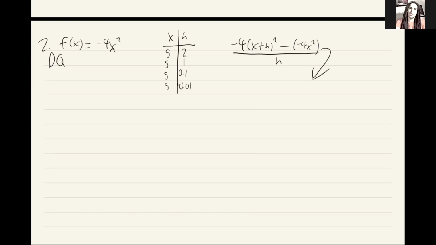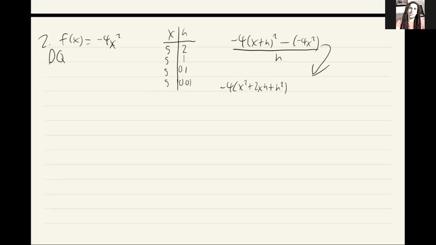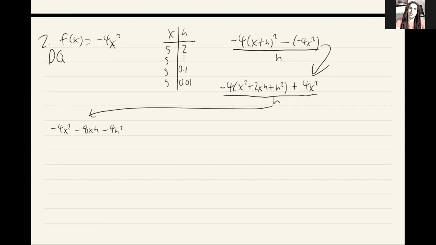When we work our way down and break this down, we have an x squared plus 2xh plus h squared, just like in the last problem. Then the adding of the negative 4 becomes a positive 4 over h. As we continue along, we plug in the negative 4 into the x squared, then plug in the negative 4 into the 2xh to get negative 8xh. Then plug in the negative 4 into the h squared to get minus 4h squared.